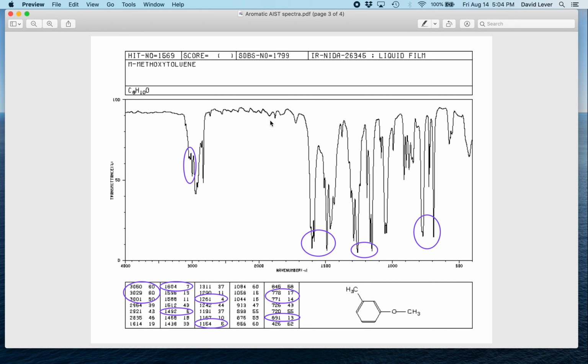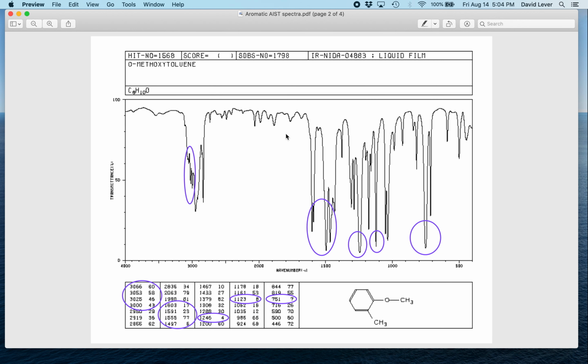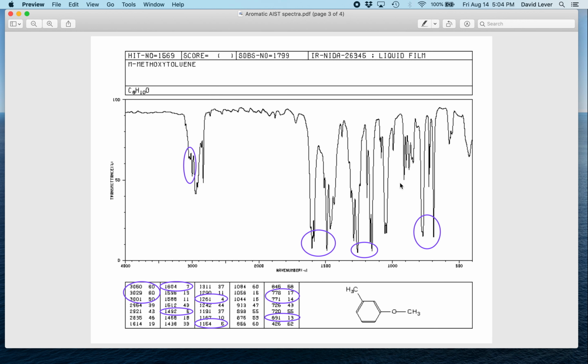You will notice the absence of the sawtooth pattern here, right? There's not that clear sawtooth pattern that we saw there for the monosubstituted benzene. So that helps to determine that this is a meta substitution. Right? We've got the same sp2 and sp3 hybridized carbon-oxygen stretches at about 1164 and 1261, right? Because it's an ether. 1500 and 1600, that's the ring breathing, and then the standard sp2 and sp3 carbon hydrogen stretching.